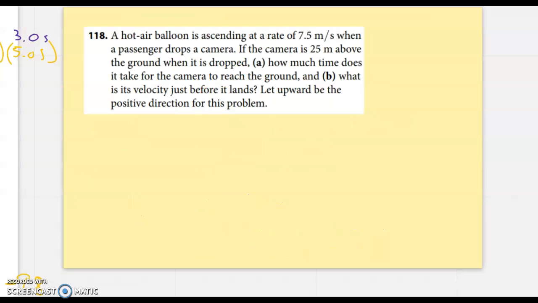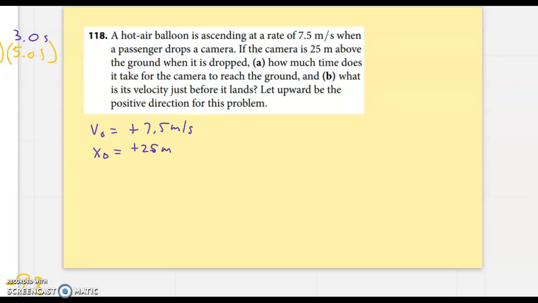On number 118, a hot air balloon is ascending at a rate of 7.5 meters per second when a passenger drops the camera. So everything in the system is ascending at that rate. So everything has an initial velocity of positive 7.5 meters per second, including the camera, which this problem is about. It says the camera is 25 meters above the ground when it's dropped. So the camera's initial position, x naught, and sometimes I don't list that, but I am this time because they're telling me that specifically, is 25 meters. How much time does it take for the camera to reach the ground?